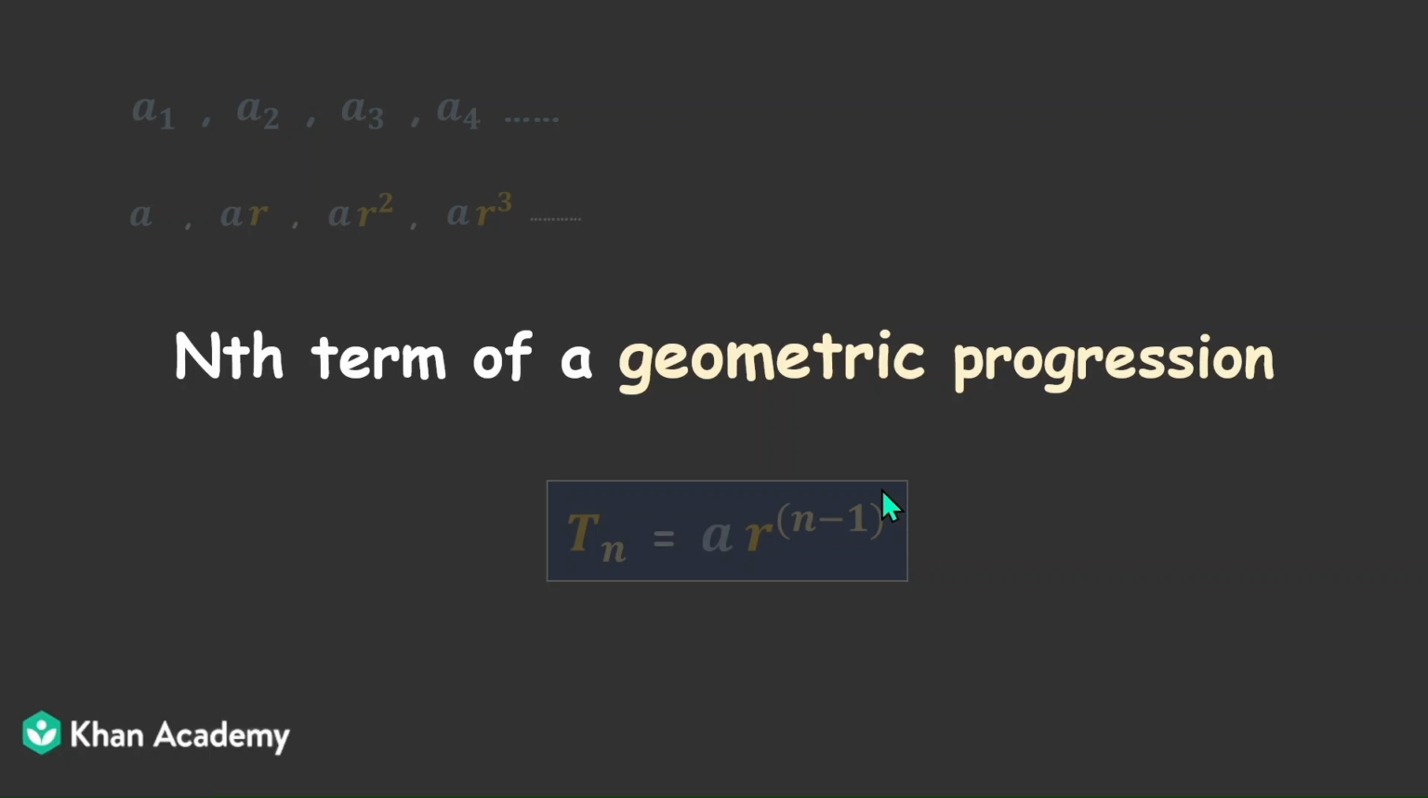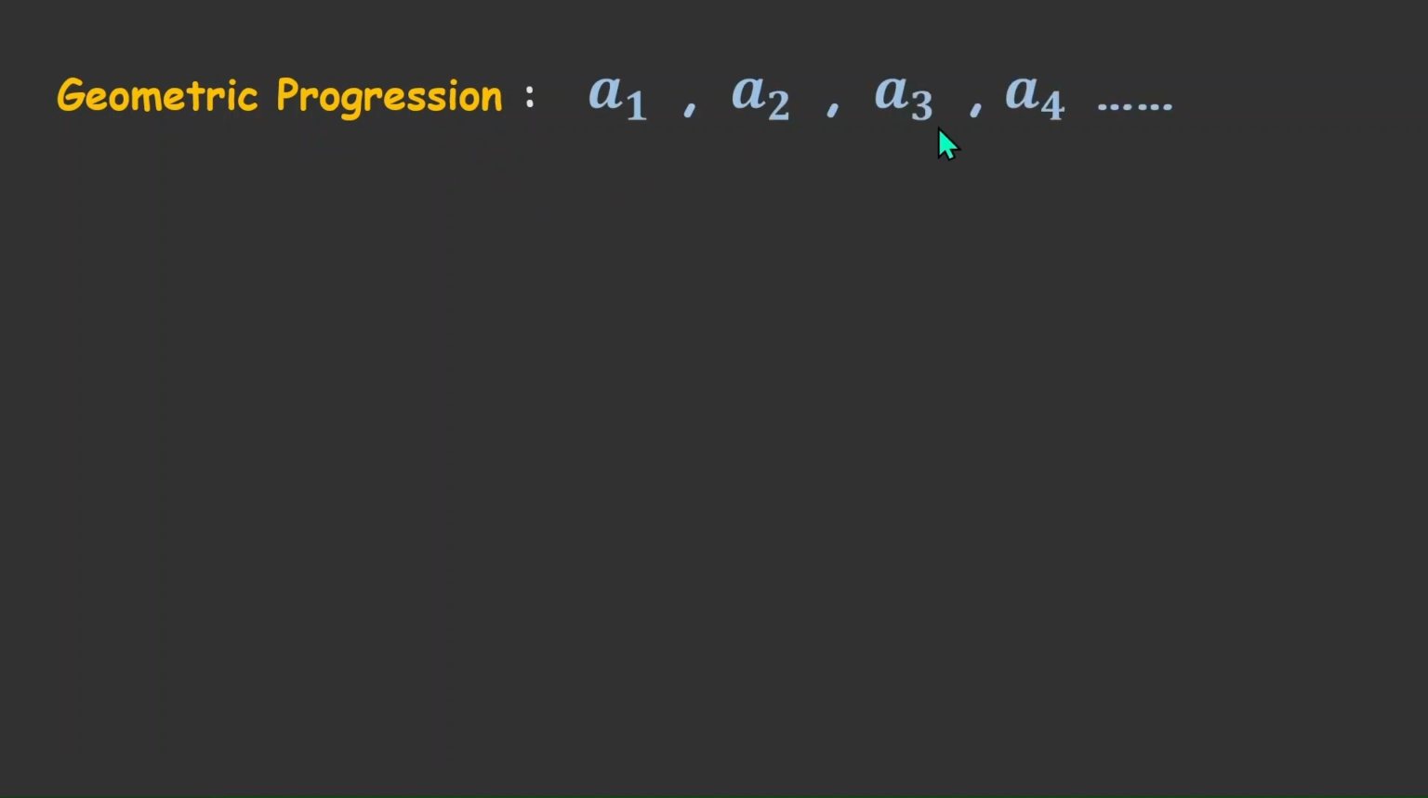Hi everyone, today we'll learn how to find the nth term of a geometric progression. Say we have a geometric progression and the terms are a1, a2, a3 and a4. First, let the first term be called a. So here our first term is a1, that is, a1 is equal to a.